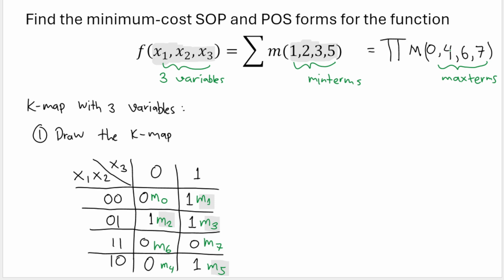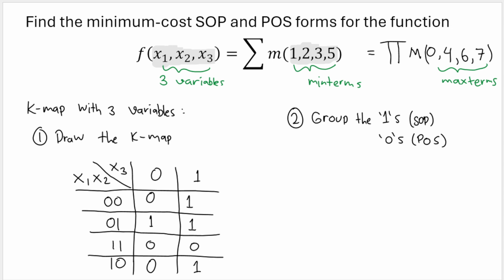Okay, now let's clean up the K-map, and we need to do the second step, which is group the ones for SOP, or group the zeros for POS. Okay, now let's get a clean K-map. Okay, maybe let's do the SOP first, and we need to group the ones by 2 ones or 4 ones or 8 ones, right? So we need to do grouping on SOP.